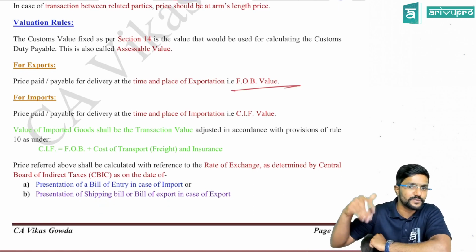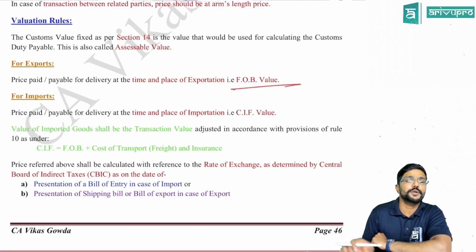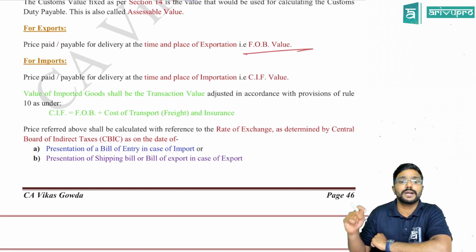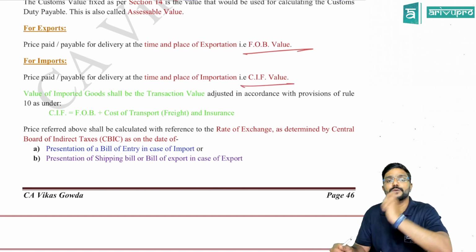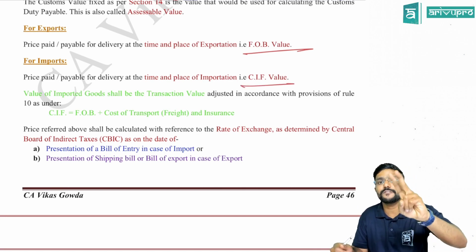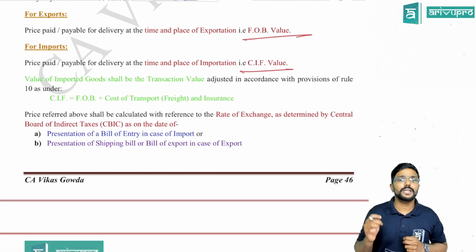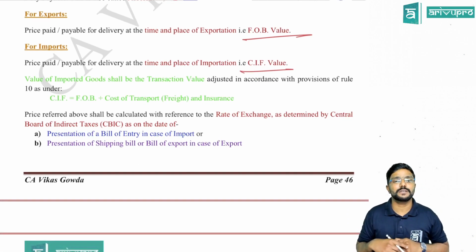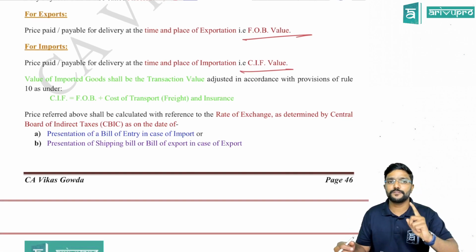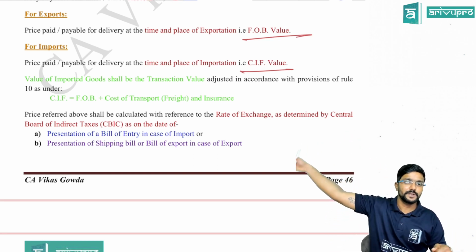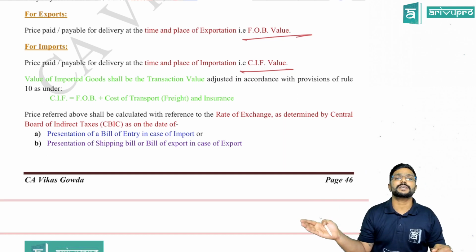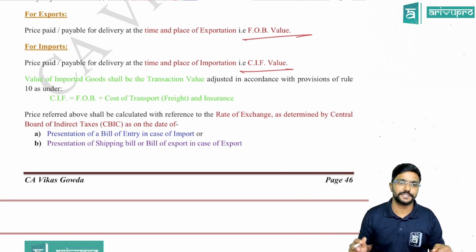That is the value of the goods when it is leaving India. Then coming to imports, the price paid or payable at the time and place of importation, which is nothing but CIF value. That is cost including insurance and freight. The value of imported goods shall be the transaction value. That is nothing but CIF is equal to FOB, which is the value of the goods when it was leaving the foreign country, plus whatever is the cost of transportation and insurance during transit.